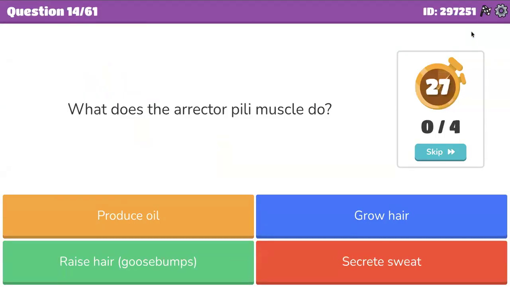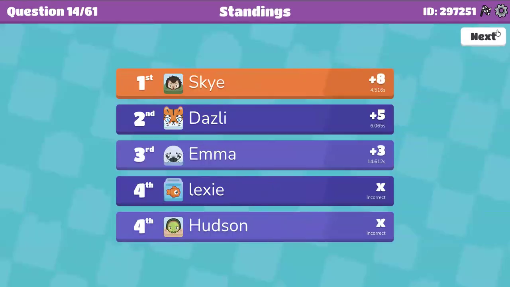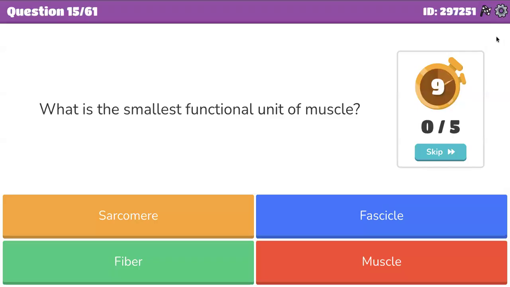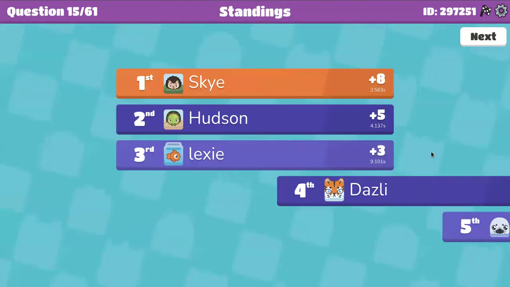What does the erector pili muscle do? I feel like you could kind of hear what it does in its word. Raised hair, goosebumps. I always think of erect, so that helps me remember it. What is the smallest functional unit of muscles? This was one of the questions in the first attempt. It is the part that has function, the sarcomere.